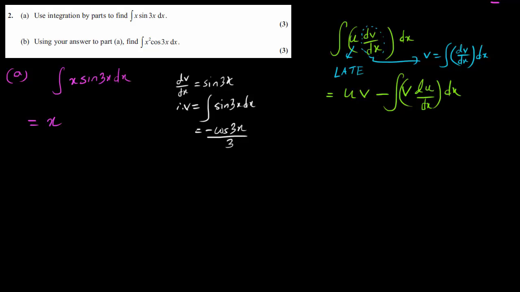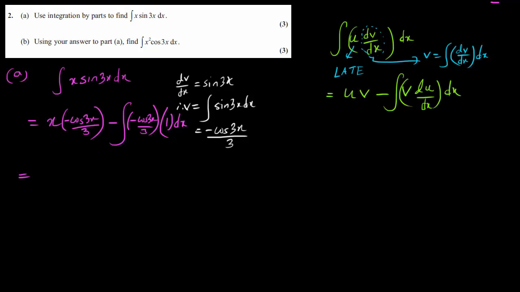I'm not going to write plus c over here because we're going to write a plus c at the end of the sum. So v is going to be minus cos 3x divided by 3, minus integration of, then we have v. So I'm going to write minus cos 3x by 3 in terms for v, and du by dx, if you differentiate x, it becomes 1. So that's the formula of integration by parts.